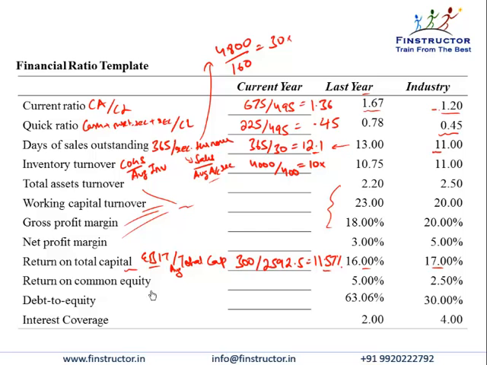You can similarly calculate the return on common equity, the debt to equity, the interest coverage. Interest coverage is defined as EBIT upon the interest. Again, it's a pure ratio, so just take the last year's values and verify your answers as are there in the coming slides. So please do the calculations yourself before you move ahead.